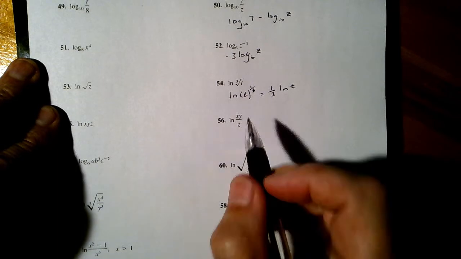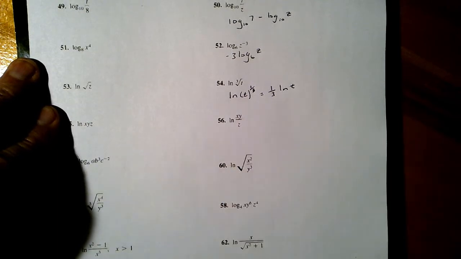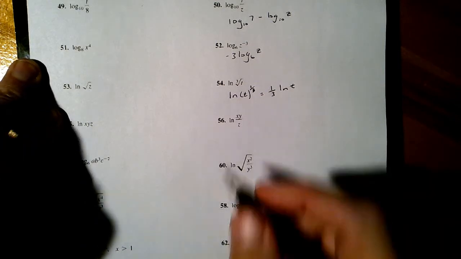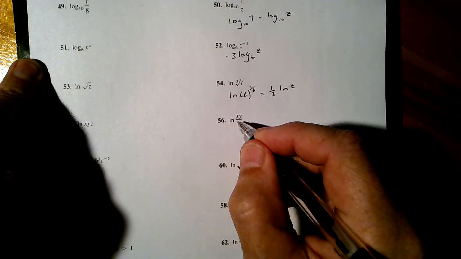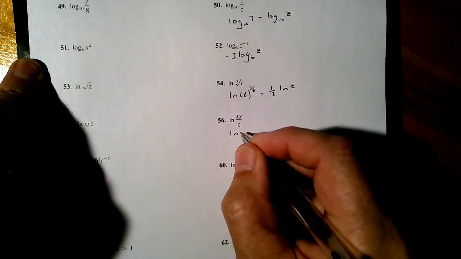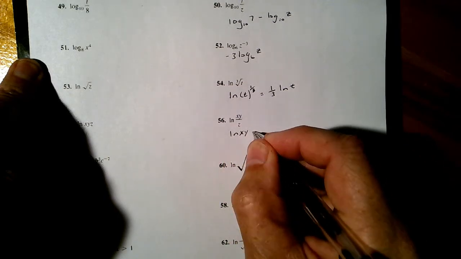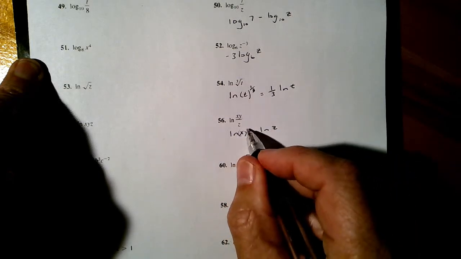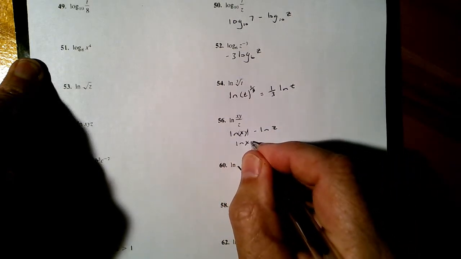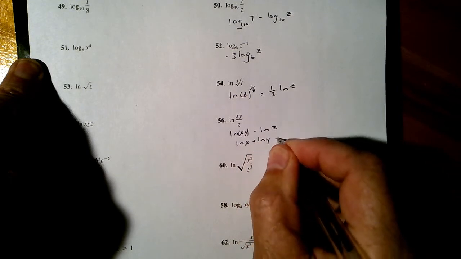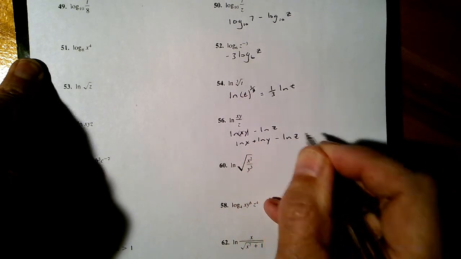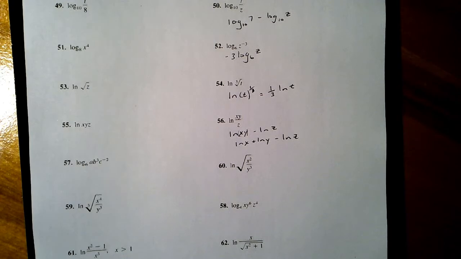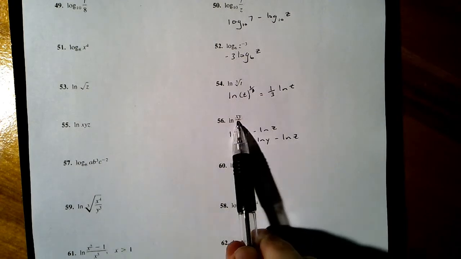All right, 56, we've got a product, we've got a quotient, and ultimately we're going to do this in one step eventually. However, I'm going to do this one in 2 steps. In the big picture, this is a quotient, so I'm going to treat it as a quotient, ln xy minus ln z, and then take care of this product. ln x plus ln y minus ln z. But I don't think it's a stretch to see that that's pretty easy to do in one step.